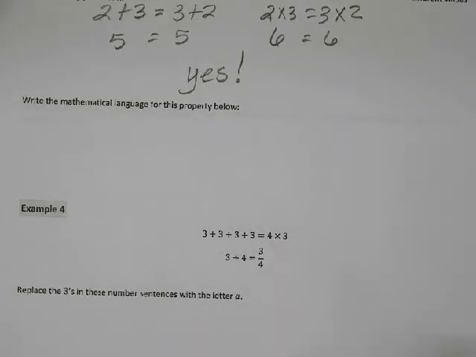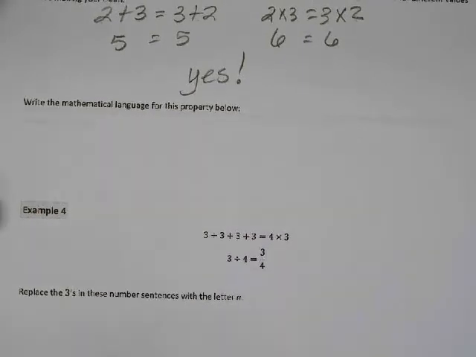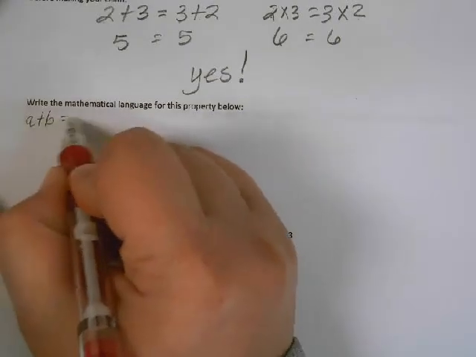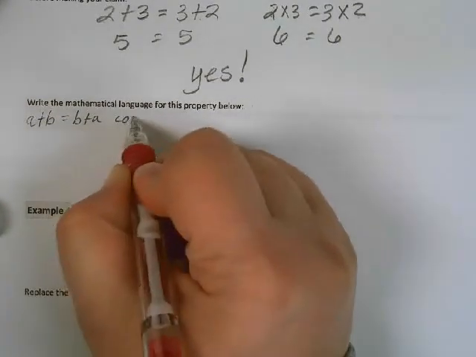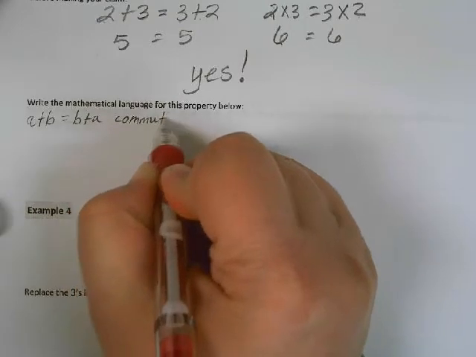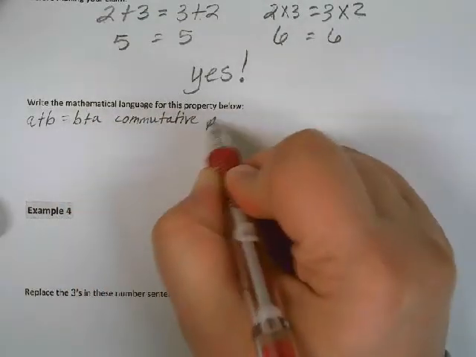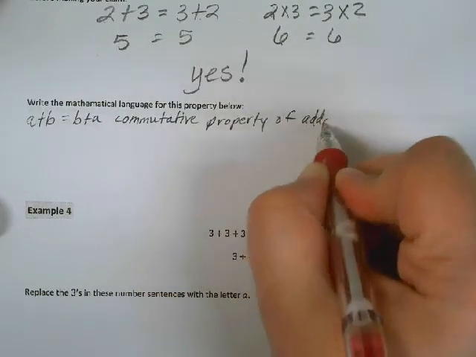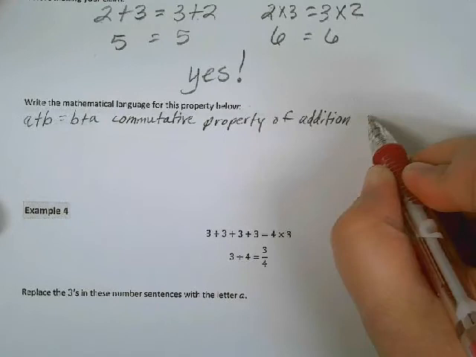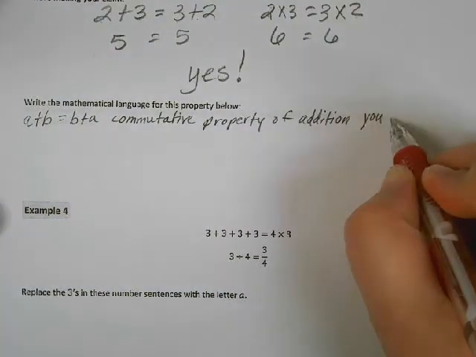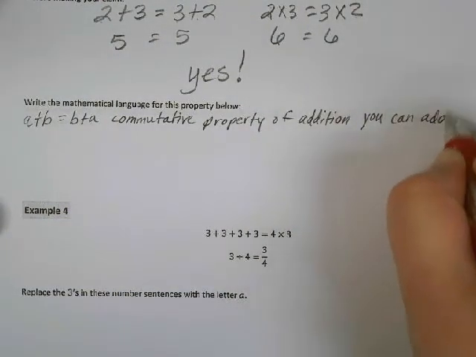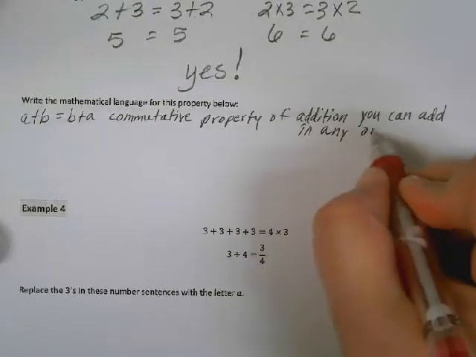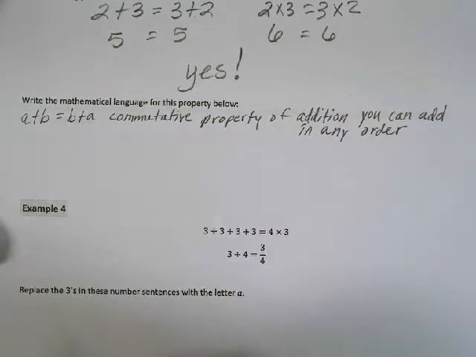Write the mathematical language for this property. The mathematical language for this property is commutative. So if we have A plus B is equal to B plus A, this is the commutative property of addition. And then we just say you can add in any order.